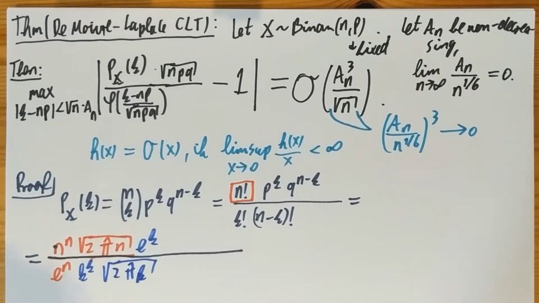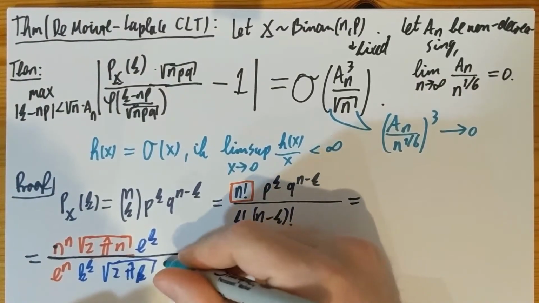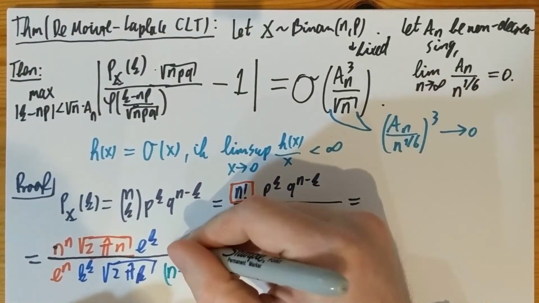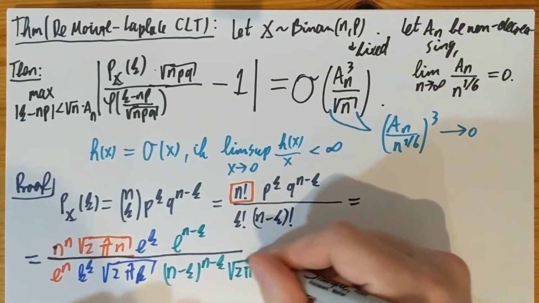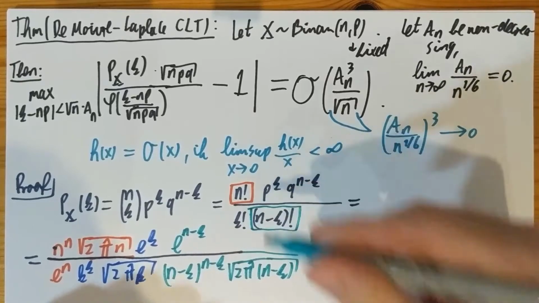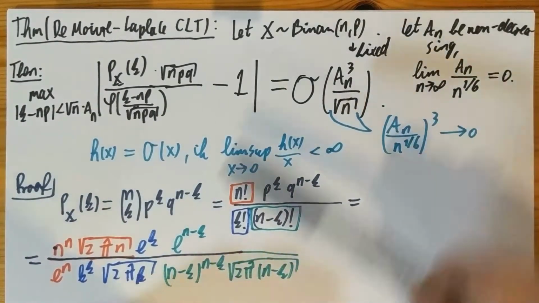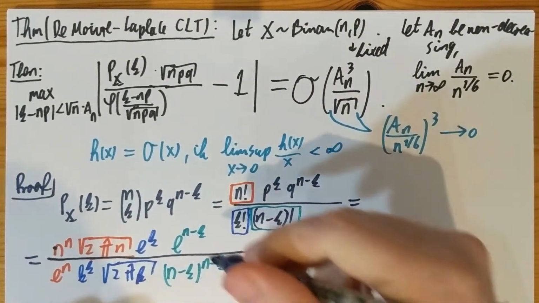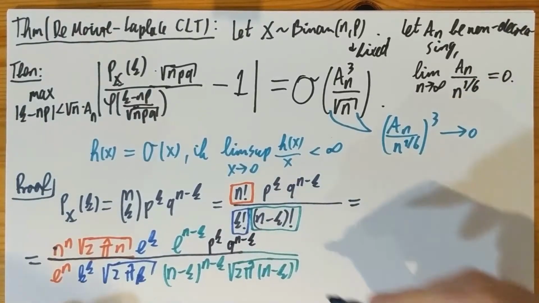And finally I have n minus k factorial. So let's put in n minus k factorial. That is n minus k to the n minus k over e to the n minus k and square root of 2 pi hat n minus k. So this was n minus k factorial, and the previous was k factorial. And then I also have the p powers and the q powers. So let's put in those as well: p to the k and q to the n minus k. And then finally I have the error terms.